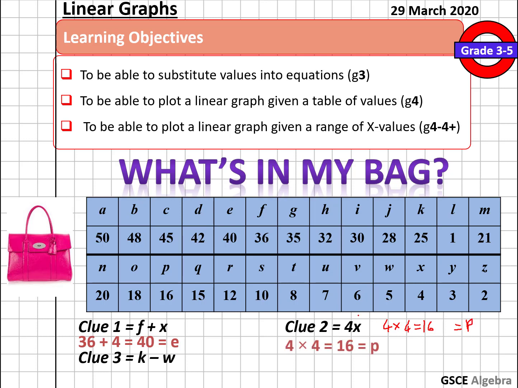And the third clue is k minus w. So we're going to go to k. Let's have a look. Where are you, k? 25. Minus w. W, you can see here, is worth 5. That equals 20. What letter represents 20? That is N.